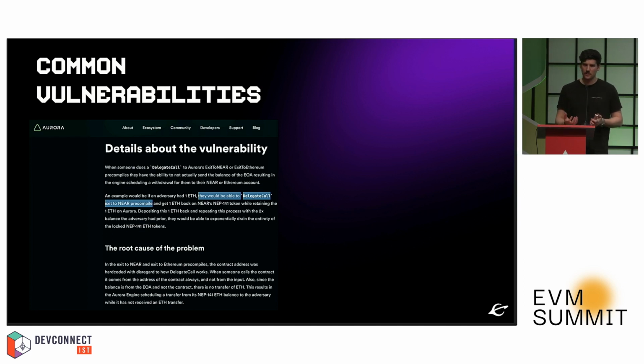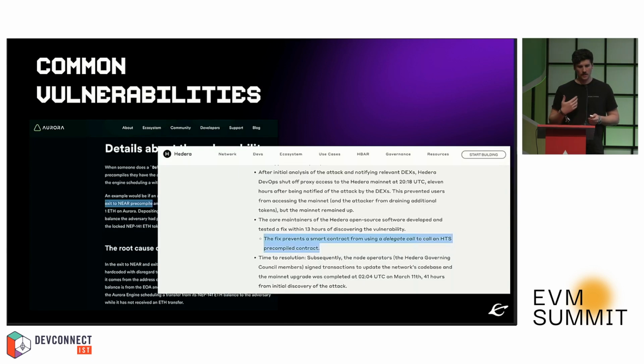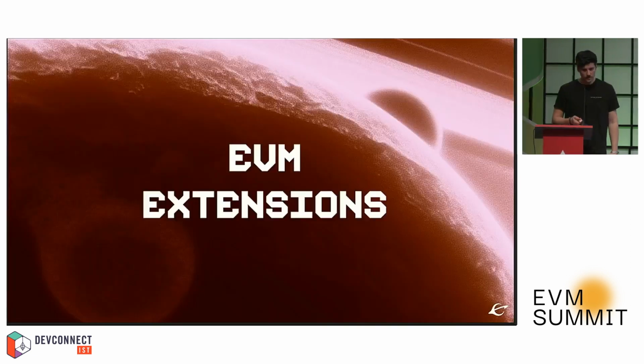And the common vulnerability here is the misuse of delegate call, static call, and call code, which are passing the context from the caller to the precompiled contract, which might execute common vulnerabilities. This vulnerability has been present in Aurora and Hedera. Moonbeam also had a similar vulnerability. So if you're building stateful precompiled contracts, this is the critical thing to look for when you're developing these types of solutions that are using the state.